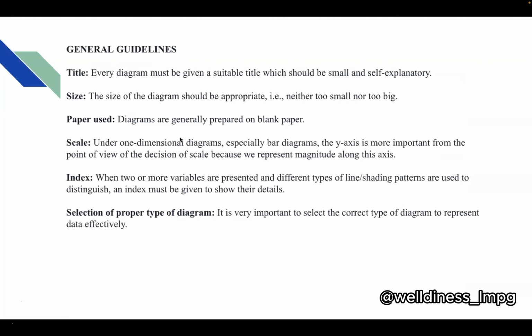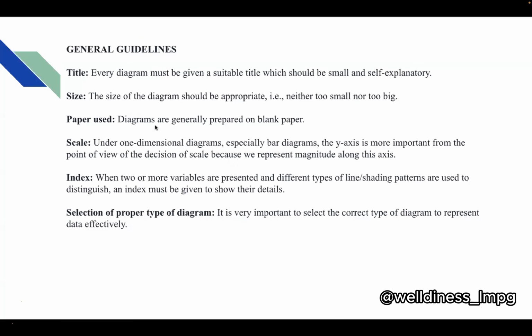Paper use: diagrams are generally prepared on a blank paper, but you and I both know that in the time and age we are in, you can hardly even see anybody using paper. But that's why I said we'll come back to these guidelines later. For now, this is just a general overview. Now, scale: under one-dimensional diagrams, especially bar diagram, the y-axis is more important from the point of view of decision of scale because it represents magnitude along this axis. Whether you agree with this is open for discussion.